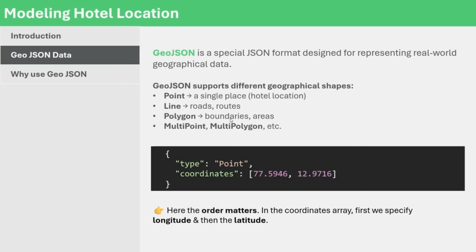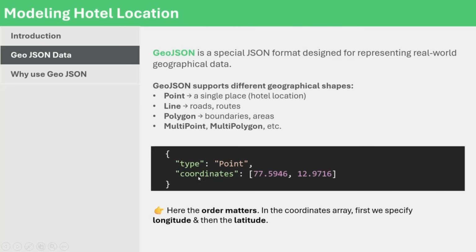In our case, we want to store the coordinates of the hotel. So there, I want to store a single coordinate, the coordinate of the location of the hotel. So for that, the type will be point. Now, in order to define GeoJSON data, we have to specify the type, and the type can be any of these values, and the coordinates.